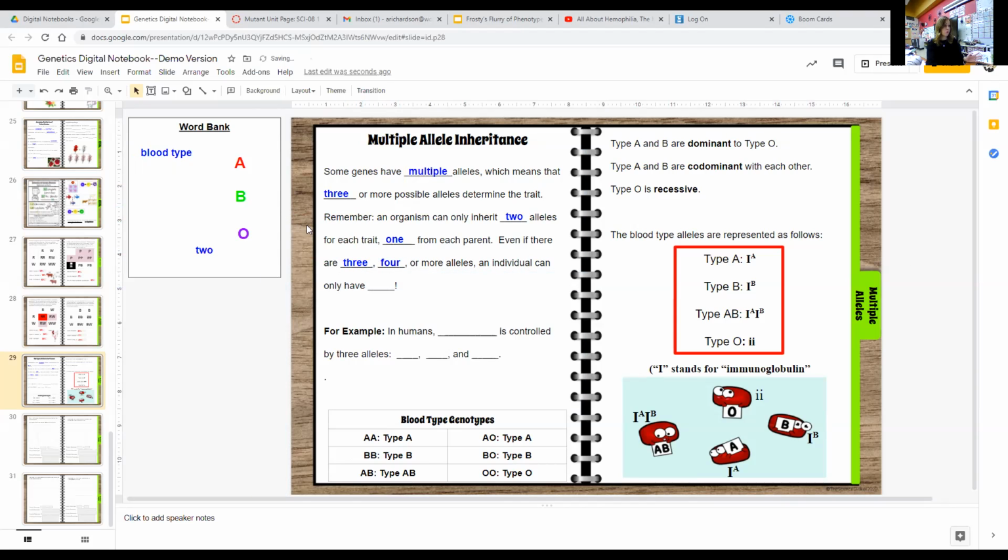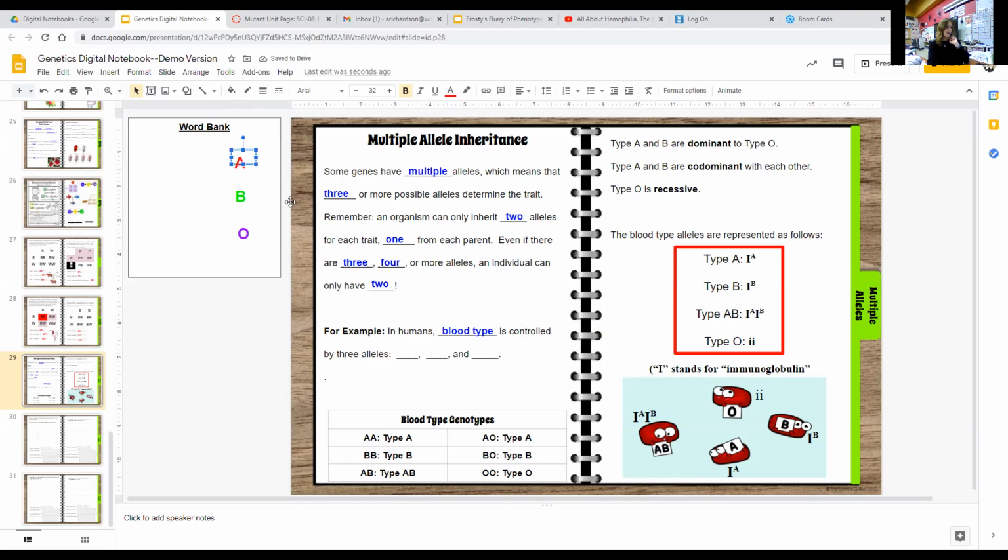3, 4 or more alleles, an individual can only have 2. That's all you get. Okay? So some genes have multiple alleles, which means that 3 or more possible alleles determine the trait. Remember, an organism can only inherit 2 alleles for each trait, 1 from each parent. Even if there are 3 or 4 or more alleles, you only get 2. All right? So in humans, blood type is controlled by 3 alleles.